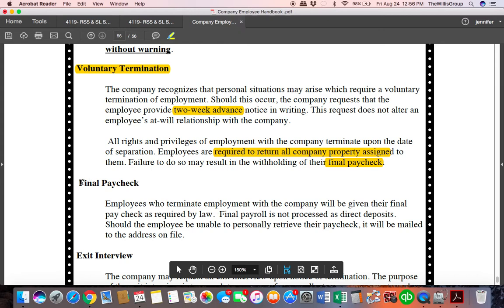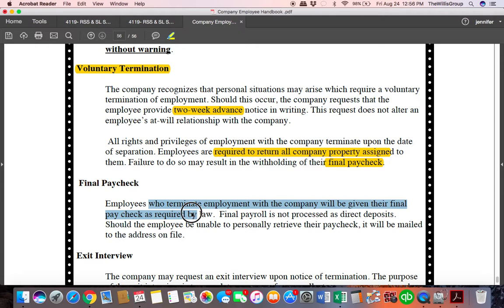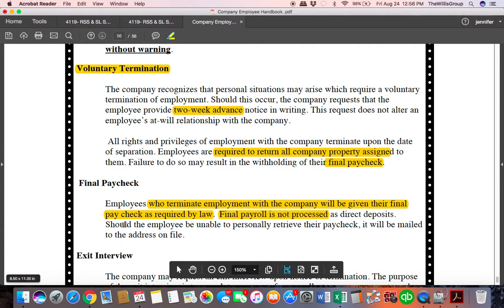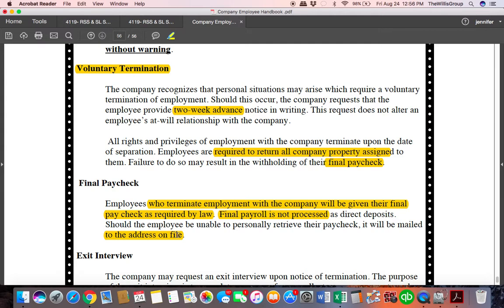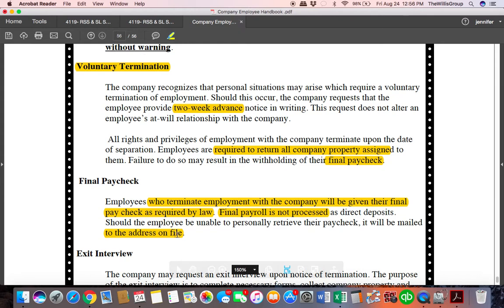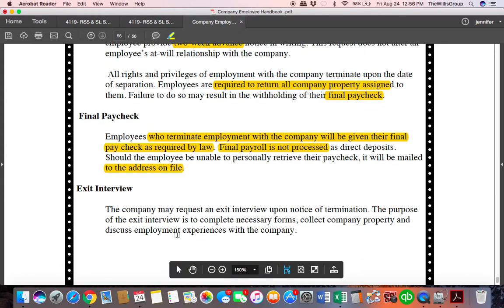So, final paycheck. Employees who terminate employment with the company will be given their final paycheck as required by law. Our final payroll is not processed as direct deposit, and should the employee be unable to personally retrieve their check, it will be mailed to the address on file. So again, make sure that you are updating your address as it changes, not only for your final paycheck, but also for tax purposes at the end of the year or the first of the year.